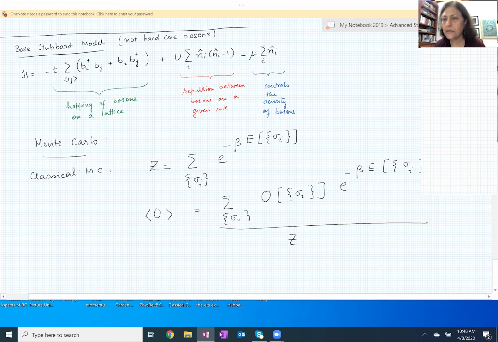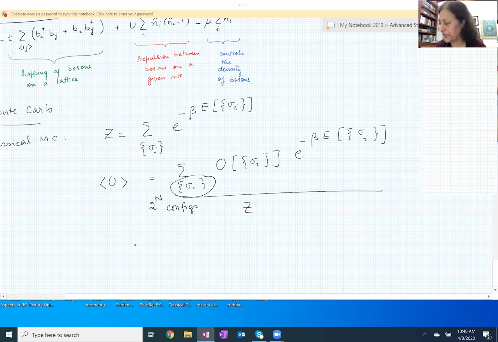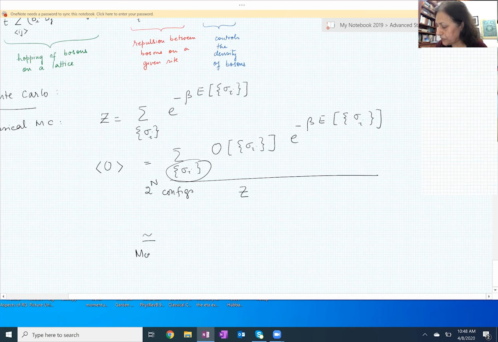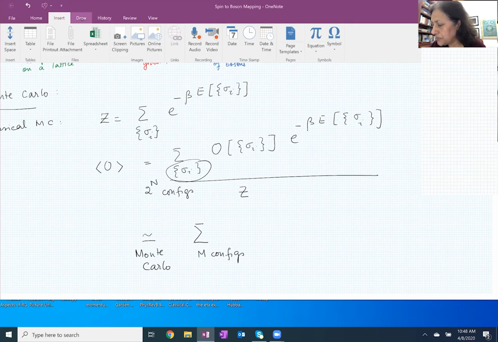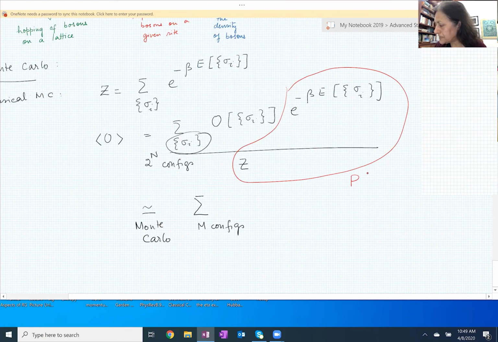Okay. So the way we do this is, this is a huge number of configurations, 2 to the n configurations. Exactly solving the problem would be generating all the 2 to the n. But this is done using Monte Carlo, by approximating this as a sum over some finite set of configurations, some M configurations. These M configurations are not random configurations, but you generate them weighted by this factor. So this is your probability, P of sigma, times the O in that same sigma.